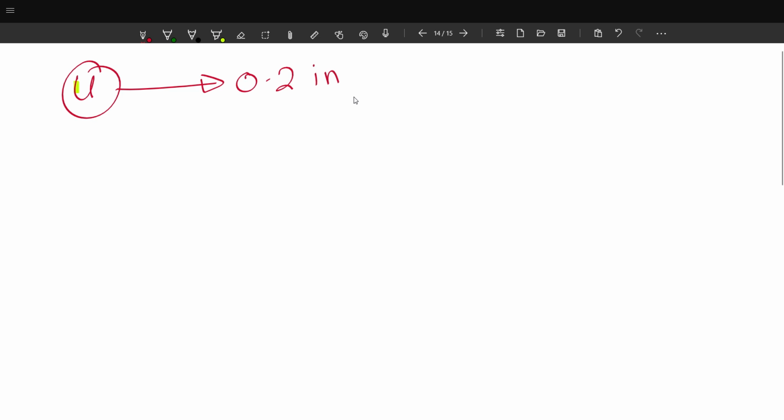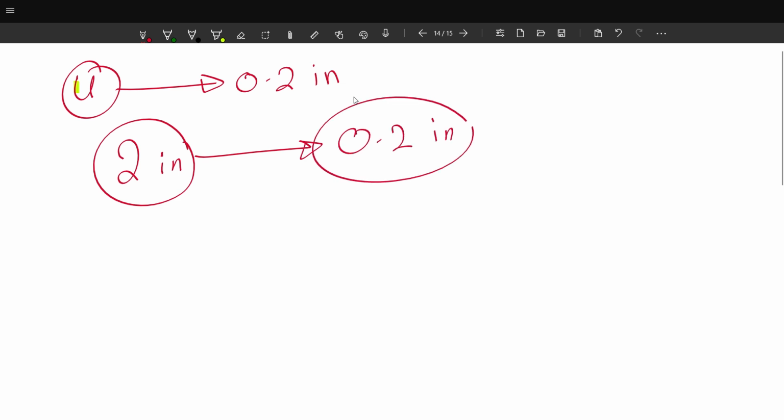Okay, we want it to reach 0.2 inch. So actually we started from 2 inches, right? We started from 2 inches and we want to go to 0.2 inch. So we want to know what is the number of cycles in order to get this value of 0.2. Then we're going to use our equation that we have already derived before.